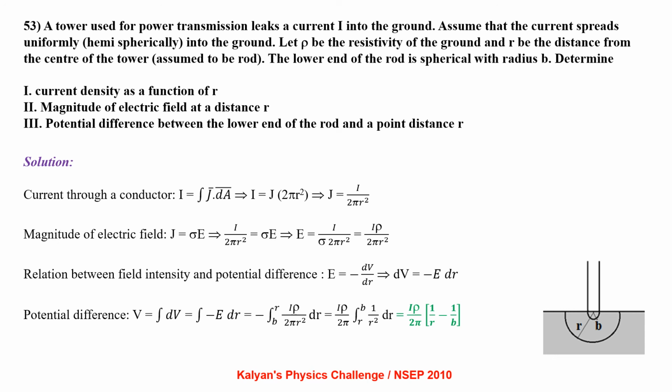Potential difference between the lower end of the rod and a point at a distance small r. Relation between field intensity and potential difference, E equal to minus dV by dr, from which we get dV equal to minus E dr. So potential difference V equal to integral dV, that is integral minus E dr. So integrating it from b to r, integral b to r I rho by 2 pi r square dr. Upon simplification we get V equal to I rho by 2 pi into 1 by r minus 1 by b.